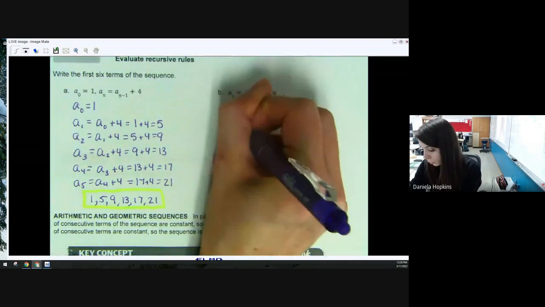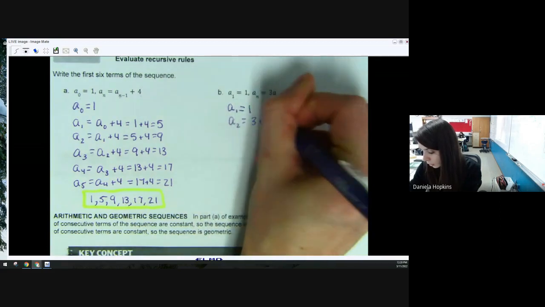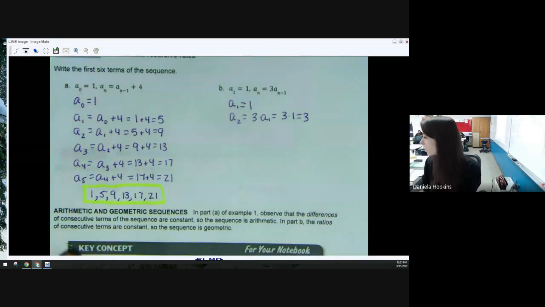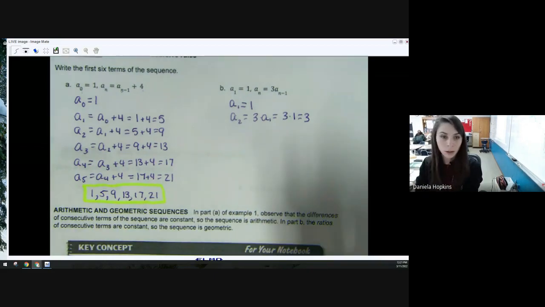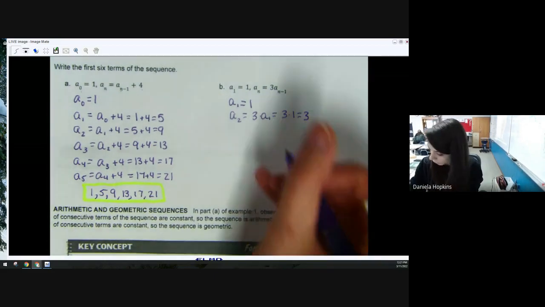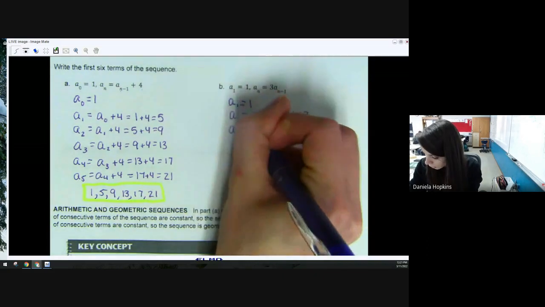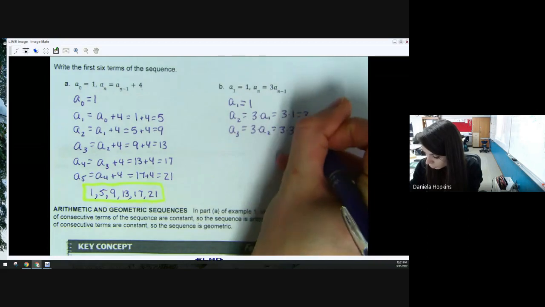So a2 will be 3 times a1, which is 3 times 1, which is 3. And obviously here I'm showing you every step in your work. You wouldn't have to write all of these things. It's a bit redundant, but for our notes, it's good to have these definitions. My third term, a3, would be 3 times a2, which would be 3 times 3, which is 9.